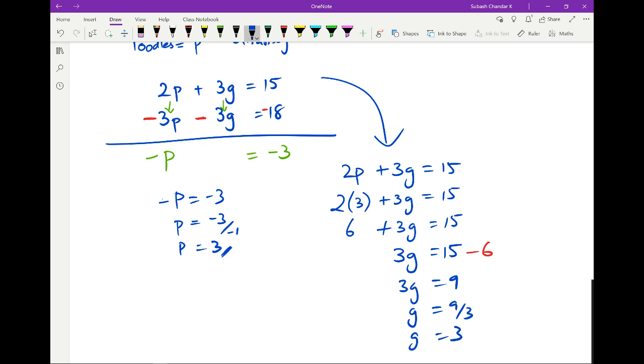Oh, did I mess that up somewhere? We got 3 for poodle and 3 for giraffe. I think I've got someone with that answer there. Sweet.